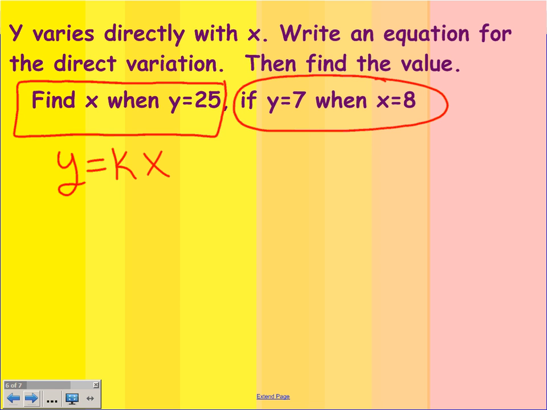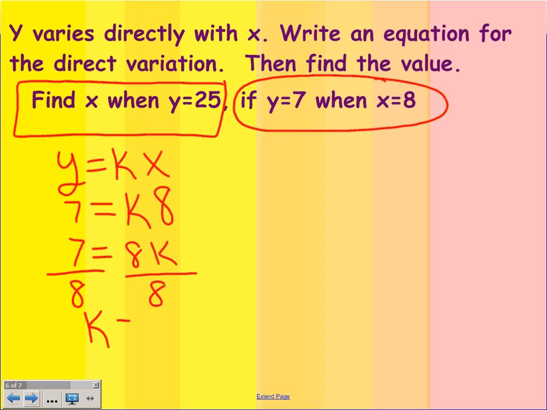So if y is equal to 7, I'm going to go ahead and substitute that in for y. I don't know k, and I know x is 8. I'm just going to switch that around so it says 8k, because I know that I should divide through by the coefficient to solve this problem. So k is equal to 7/8.